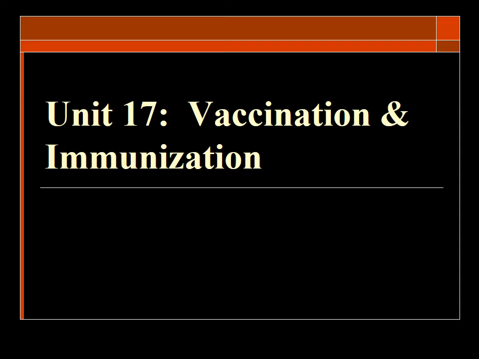Welcome back to Plant and Animal Diseases class, and the final unit of this course is Unit 17, which is going to cover quickly vaccinations and immunization protocol. So let's jump into some content and talk about how we might prevent some of the diseases that we've talked about prior.